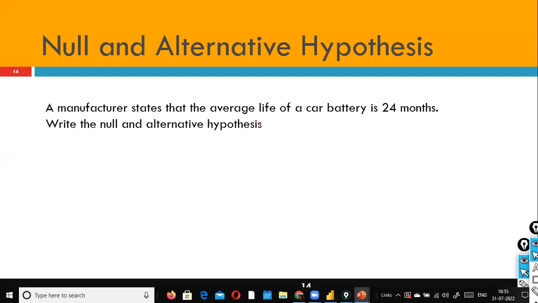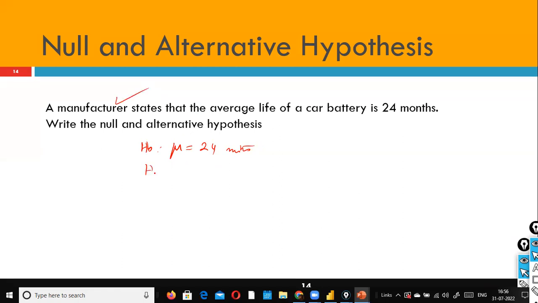Let's say you are from the customer point of view. If it is less than 24, you are concerned, right? Or from the manufacturer point of view, Sumiti, yes, null is 24. Very good, right? So the H sub 0 null hypothesis is mu equals 24. We assume that the population mean is 24 months because this is the statement made by the manufacturer.